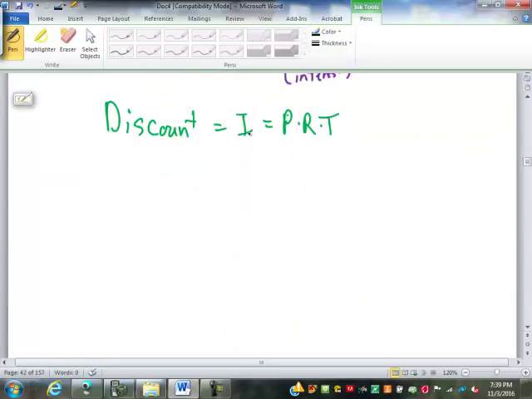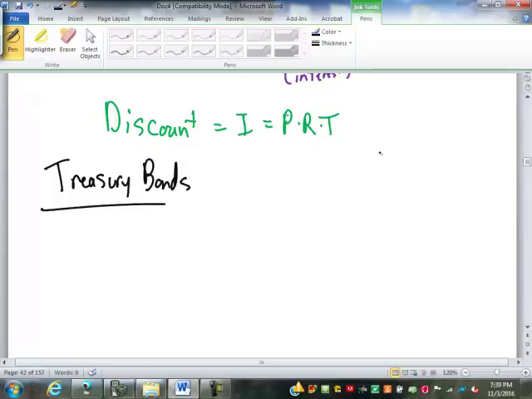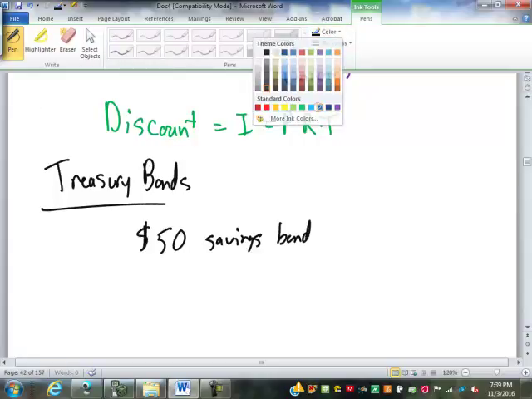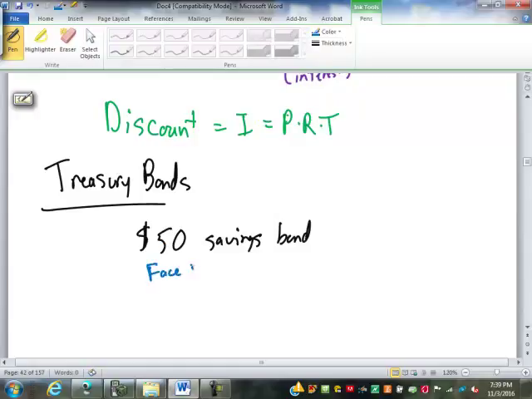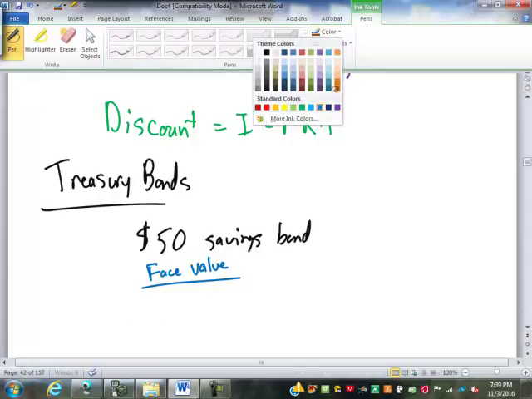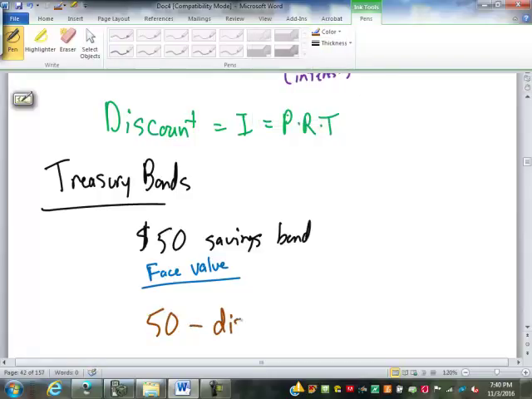The first one, Treasury bonds, or savings bonds, if you want to call them that. Has anybody ever in here bought savings bonds, U.S. savings bonds or Treasury bonds? Okay. If you go to buy a $50 bond, do you pay $50? No. The $50 bond, it says $50, it's its face value, because if you keep it for the specified amount of time, it will be worth $50 at the end. So what happens is they're going to deduct a discount. So it's going to be $50 minus a discount is going to equal what you pay. That is what is often called the proceeds.